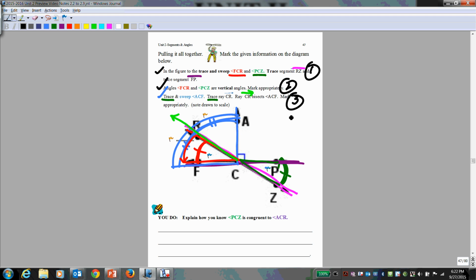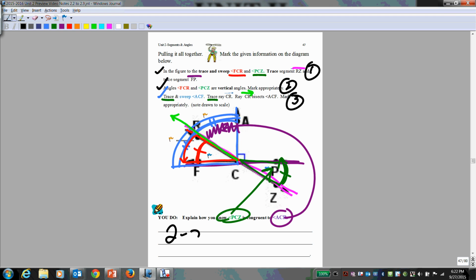If you know those three things are true, I want you to explain how you know PCZ, that's this green angle, is congruent to ACR, which is right here, that's going to be our purple angle. How do you know, given those three things up top, that those are equal? I expect at least 2 to 3 sentences here. And you must come up with your own writing and your own explanation. Talk it through first. Talk first, then write.